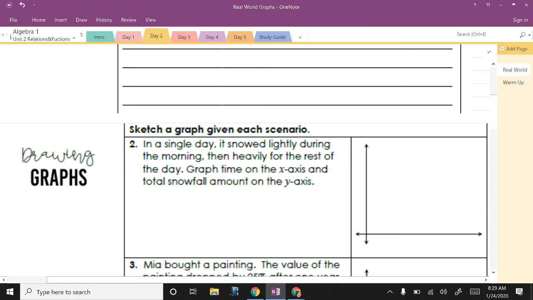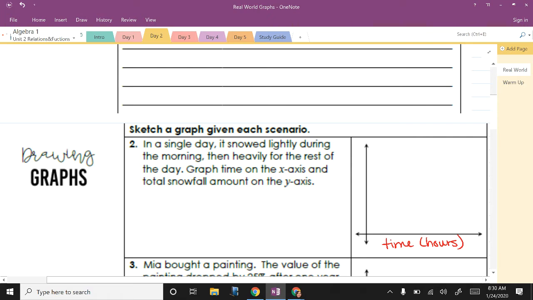So time keeps going forward, and this is basically an X and Y coordinate plane, except it's only the first quadrant, all right? So all of our numbers are positive numbers. It says, in a single day, it snowed lightly during the morning and then heavily for the rest of the day. Graph the time on the x-axis and the total snowfall amount on the y-axis. Okay, let's talk about morning and stuff like that. So what would be a good unit of time, do you think? Maybe hours? Yeah, I would think maybe hours, because it's talking about the span of one day.